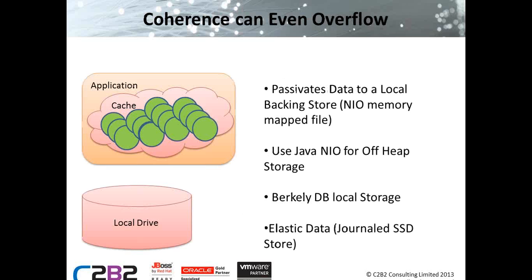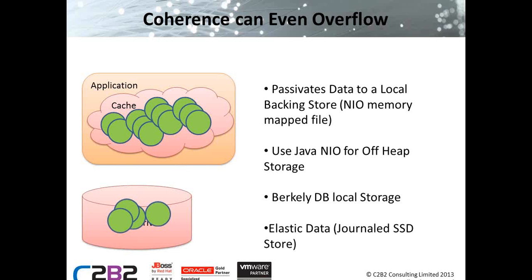Oracle Coherence, as well as storing that data in memory on the JVM, can also store and passivate data from the cache onto a local backing store. For example, an NIO memory mapped file or Berkeley DB local storage. And the reason you may want to do that is if, say, you want to increase the size of the cache beyond what can fit in memory, then essentially Coherence can start passivating some of that data off to a local storage.